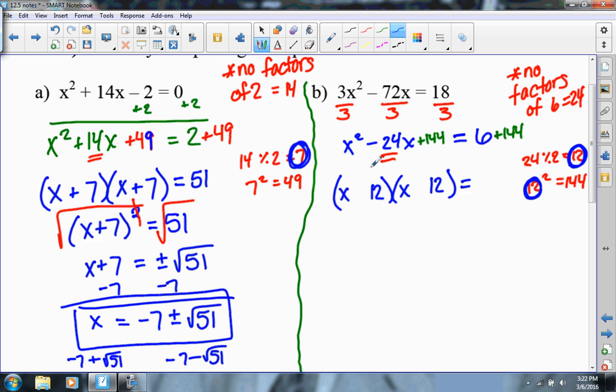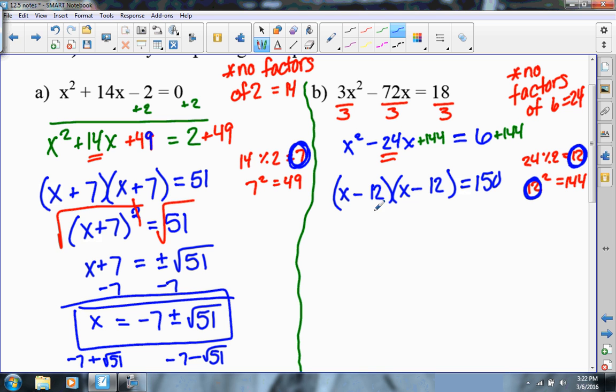This time I want the 12s to be negative, so that way they add to a negative 24 and multiply to a positive 144. And then it's all equal to 150, the 144 plus 6.